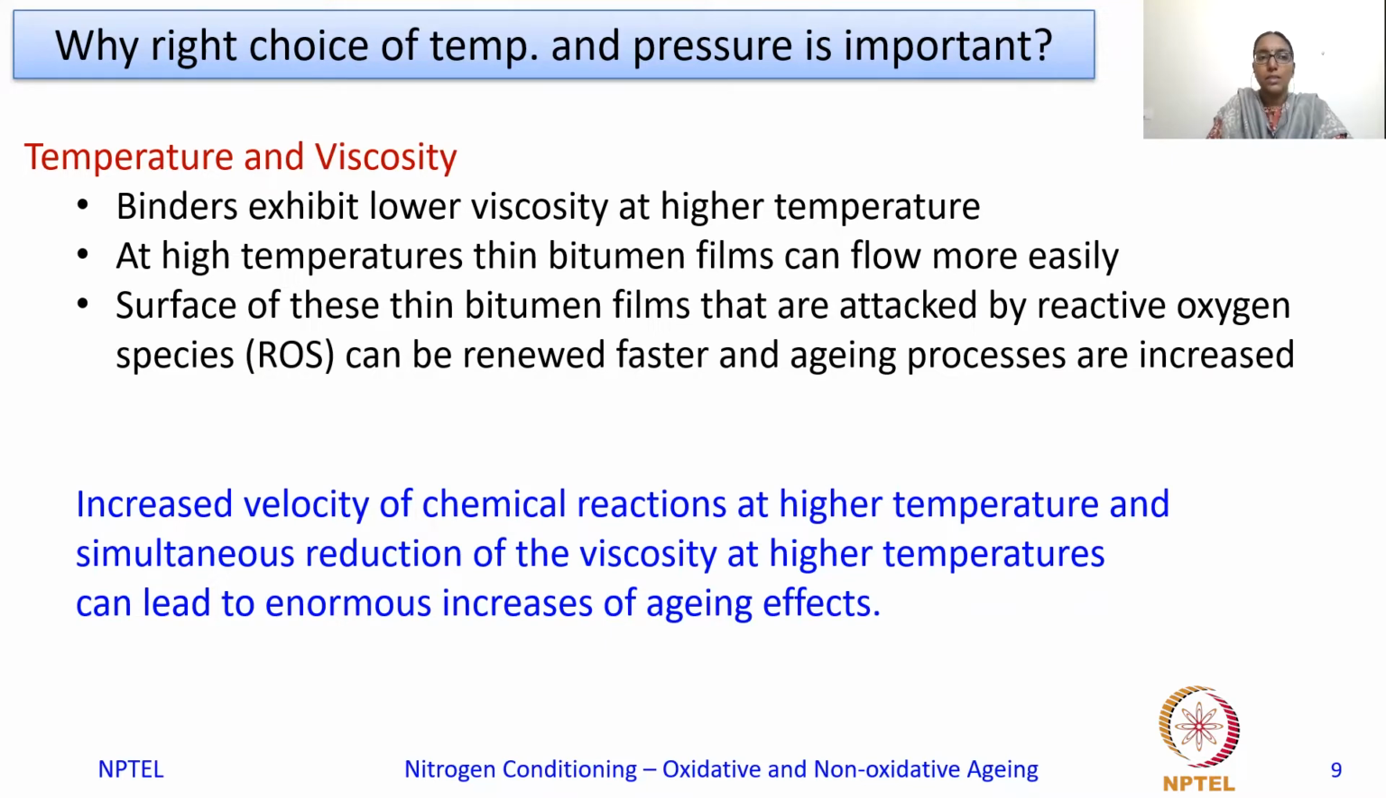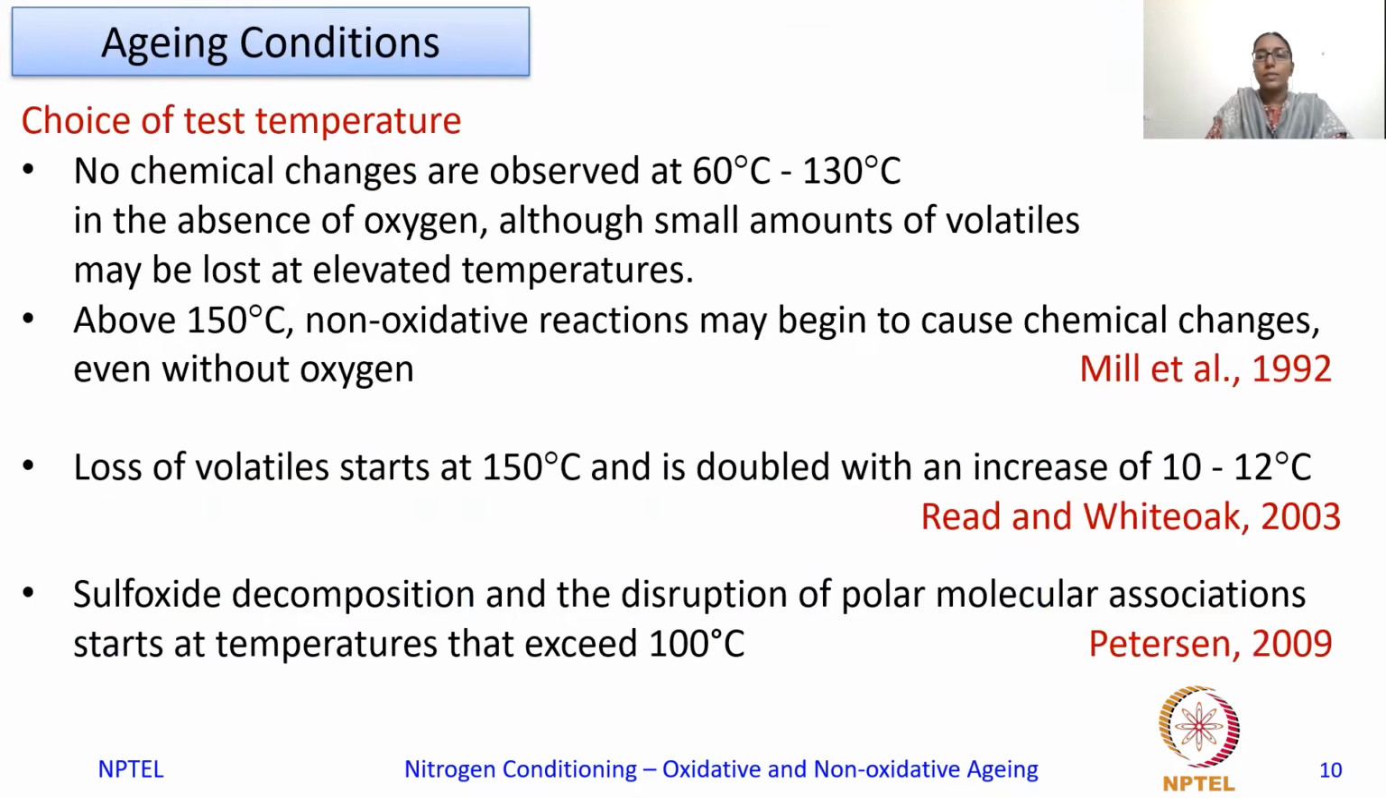One is the increased velocity of the chemical reactions that happen because of the high temperature, and the second is the decreased viscosity, which will lead to a higher surface area and hence an increased aging of the binder. So there is an enormous, or a duplicate, effect of aging that happens when you increase the temperature drastically. Also, there are studies which have tried to understand the effect of temperature on the aging conditions.